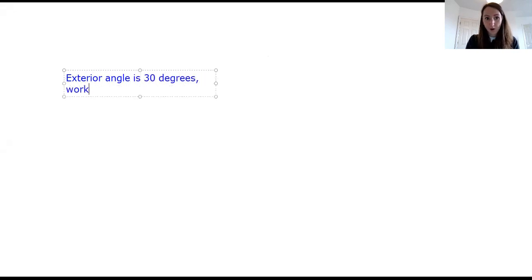So the question might say, so they can be wordy or they can be pictures in the exam. And one question might say, an exterior angle is 30 degrees. Work out the number of sides in the polygon. Or something like that, okay? They can basically vary it however they would like, but the gist is exactly the same, okay? Here, they're saying the exterior angle is this. Work out the number of sides in the polygon.